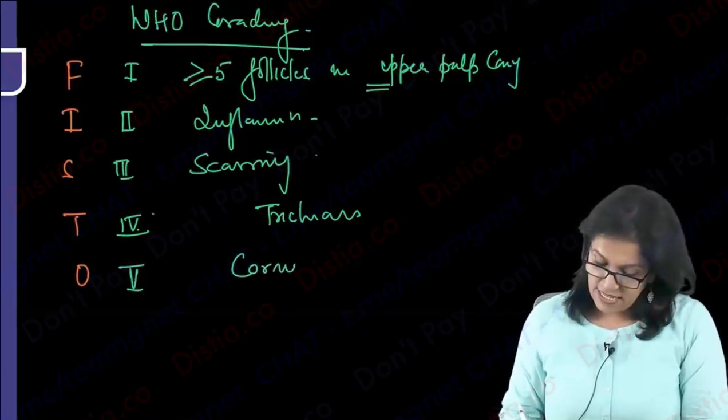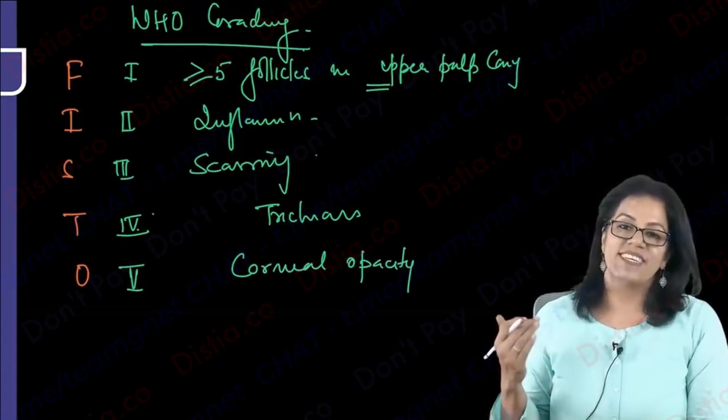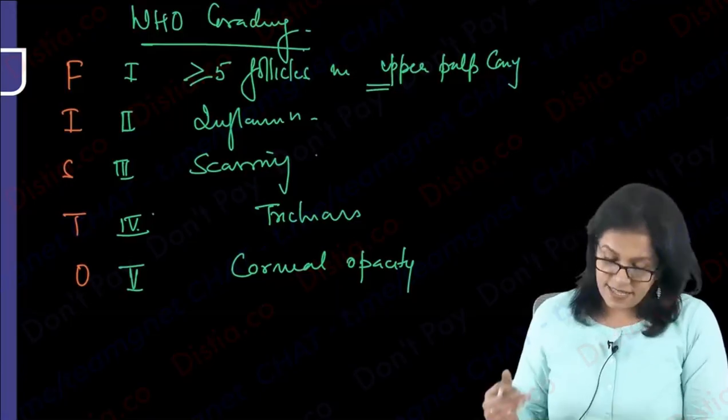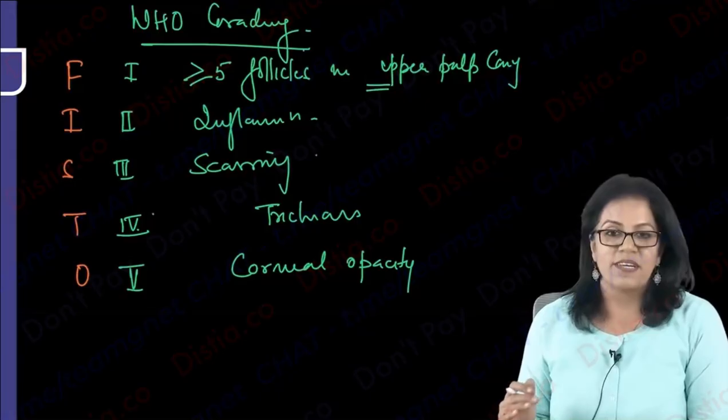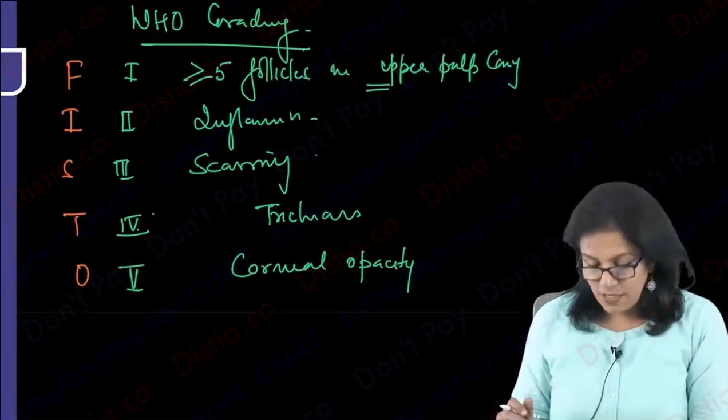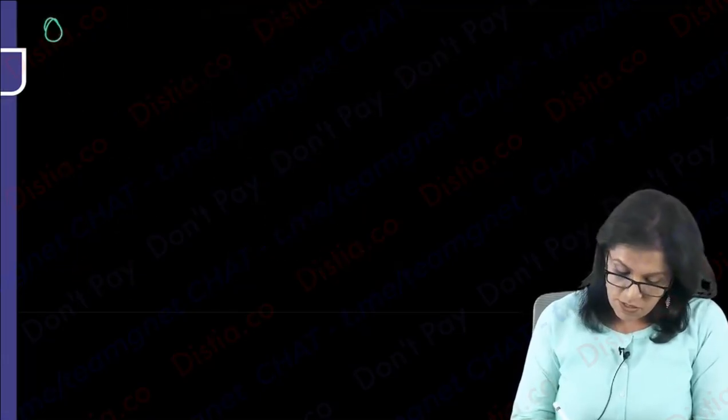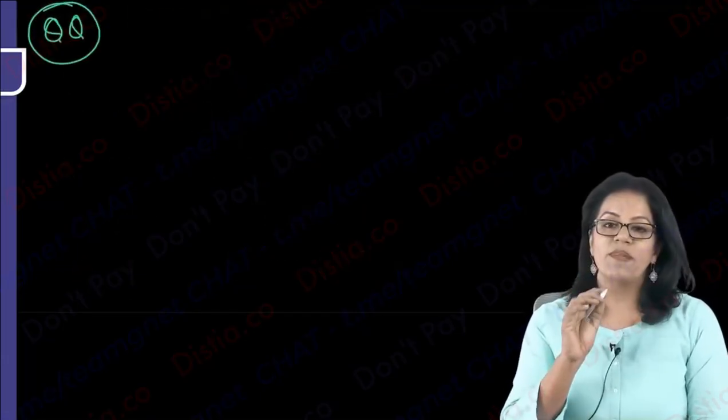So corneal opacity will happen. Why? Because there is a corneal ulcer. When it heals, it leads to opacity. This is the WHO grading of trachoma that we have to learn, or the WHO classification of trachoma. Now, once we know this, there is a very important question they have asked you. What is the complication of trachoma?